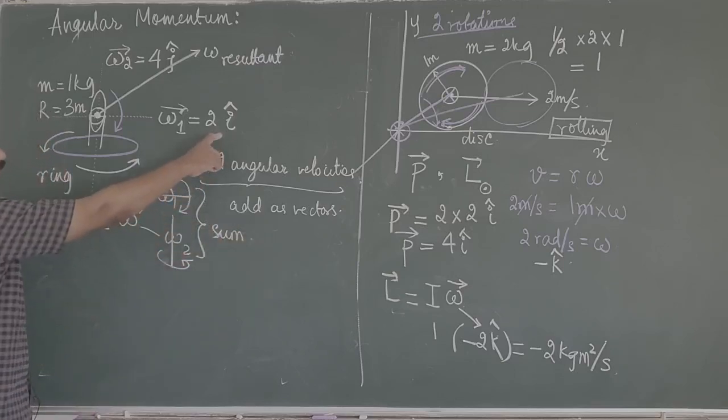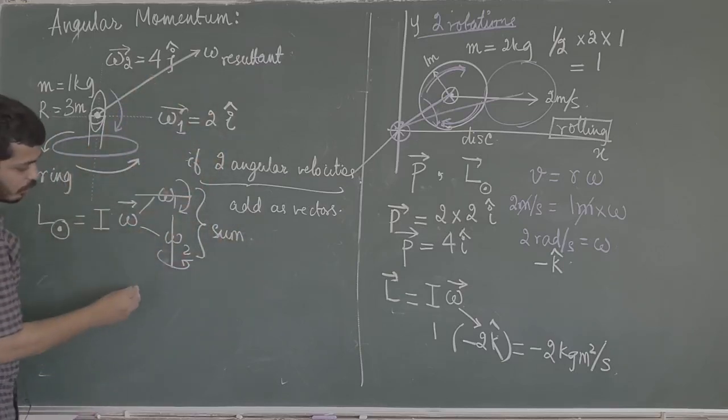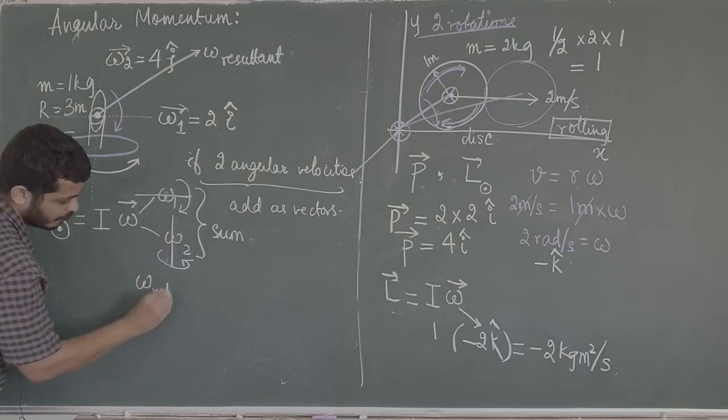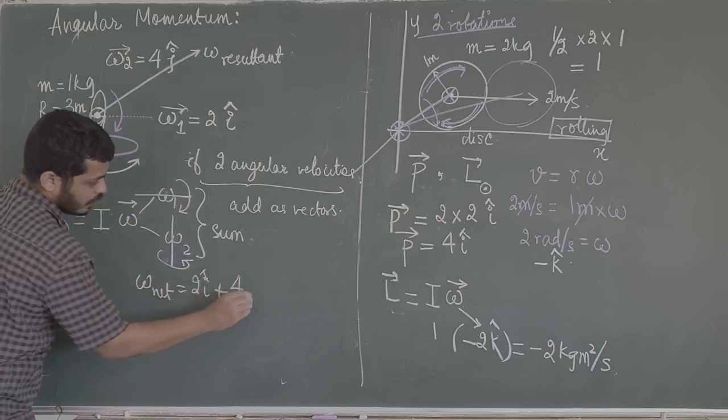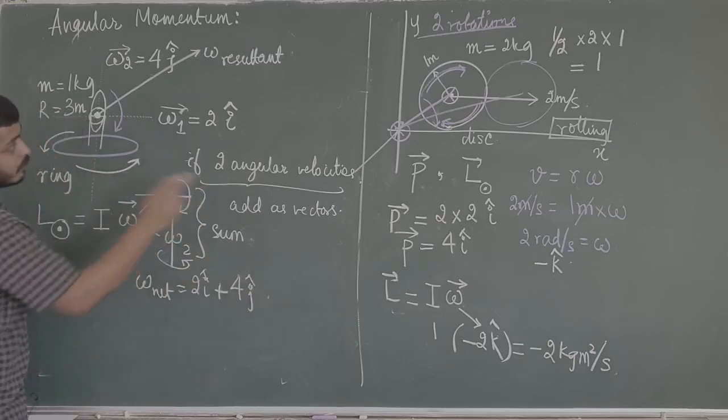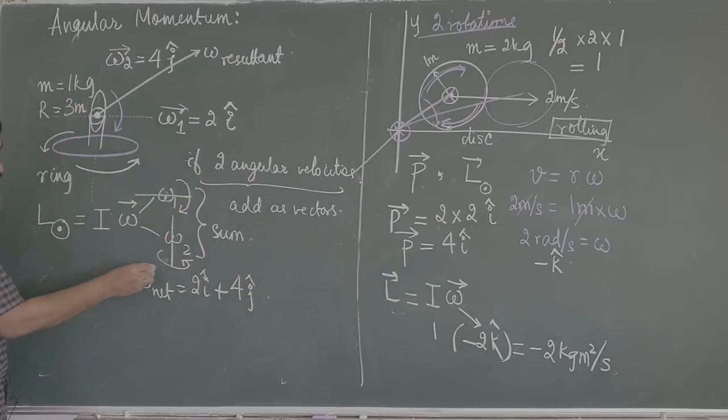So omega is 2i, the other omega is 4j. So what you will take is, you will write omega net. So omega net is equal to 2i plus 4j. So 2i plus 4j is your omega vector now.